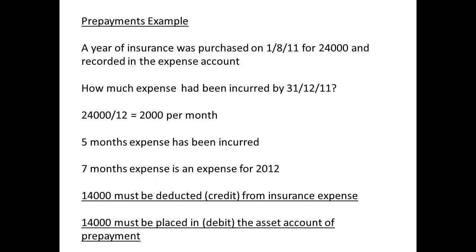This must be reflected in the accounts. We deduct £14,000 from the insurance expense, which means we need to credit that account with £14,000. We then debit the asset account of prepayment with £14,000.